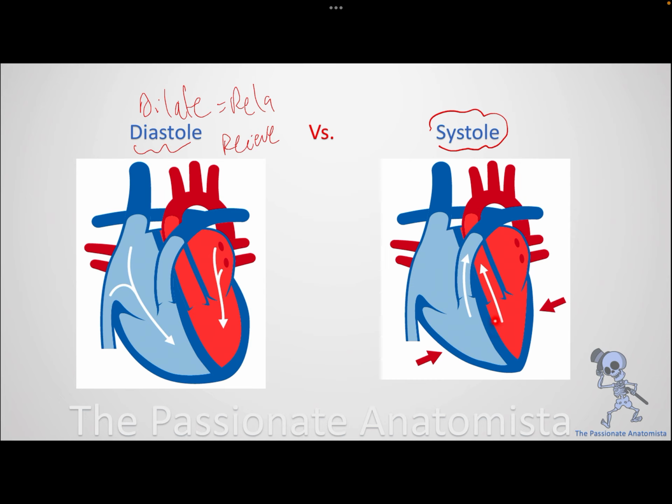So in that case, you want to close off the pathway between the atrium and ventricle. So you want to close off the atrioventricular valves, and you want to open the pulmonary and the aortic valves.